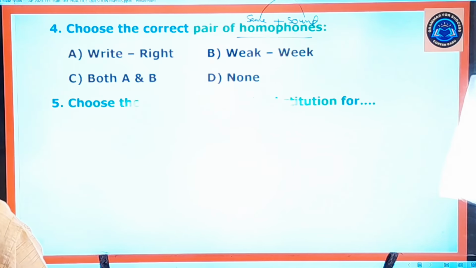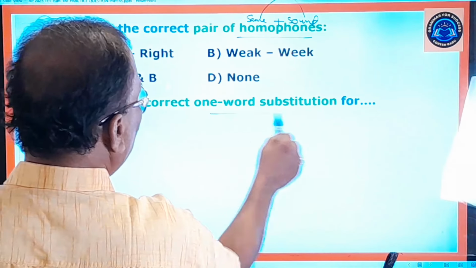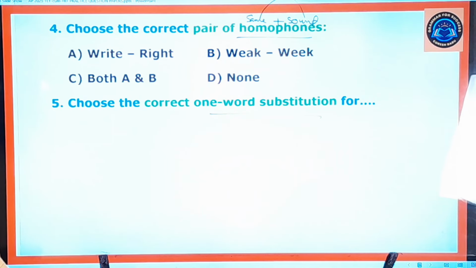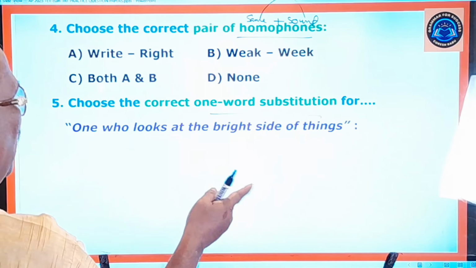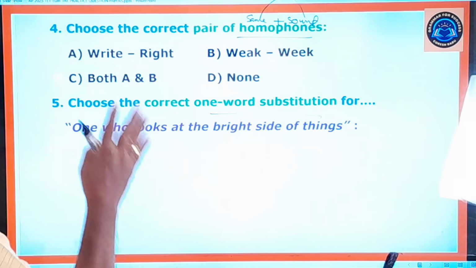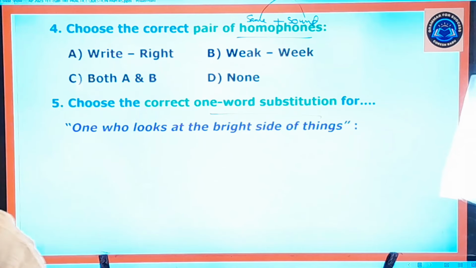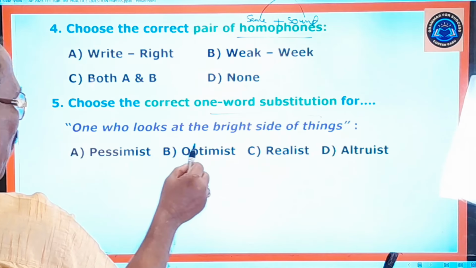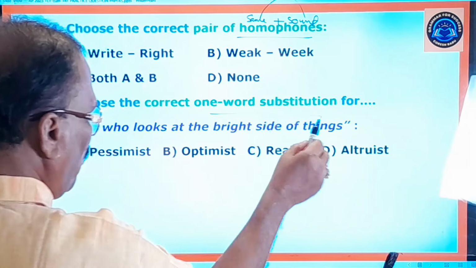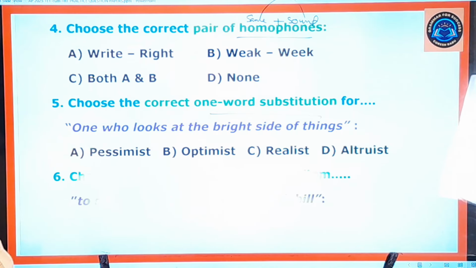You go to the next question. Choose the correct one word substitution. Here one sentence is given. For this, you have to choose the one word substitute. One who looks at the bright side of things. And what is that person called? Pessimist, optimist, realist, altruist. Okay, and you go to the next question.